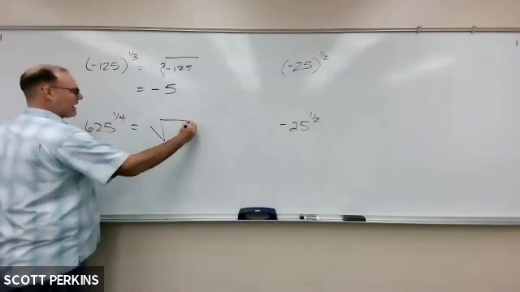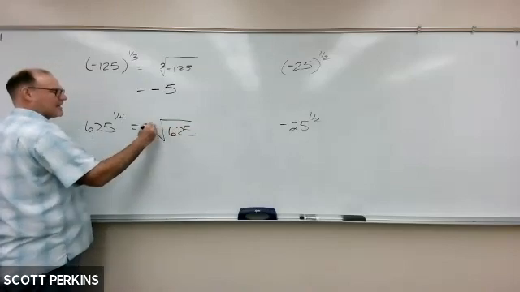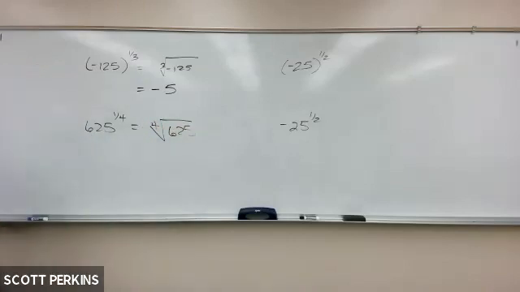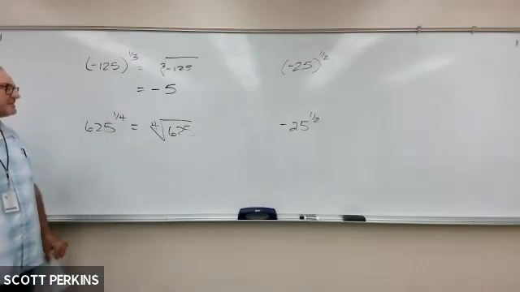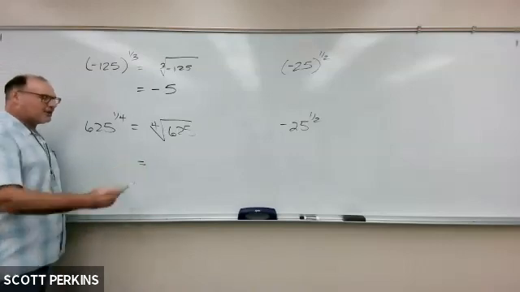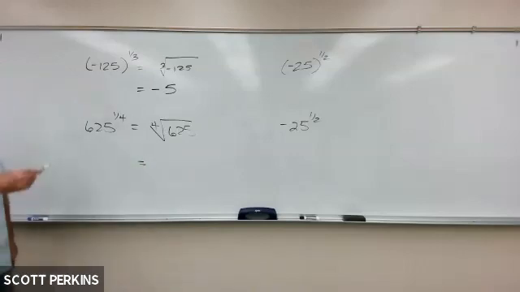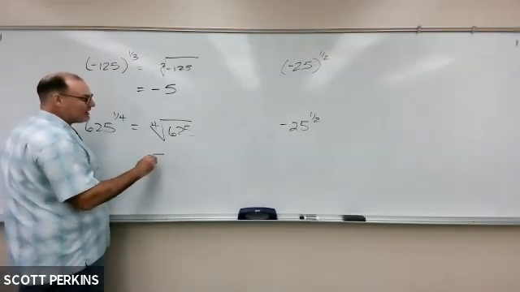Next one, I've changed the index to a 4. So I've got my radical with a 625, and then in the basket, I'm going to put a 4. I know it's a new number. We haven't done this one yet. This is just messing around with your calculator to figure out what number times itself 4 times gives you that. And it's going to be 5.